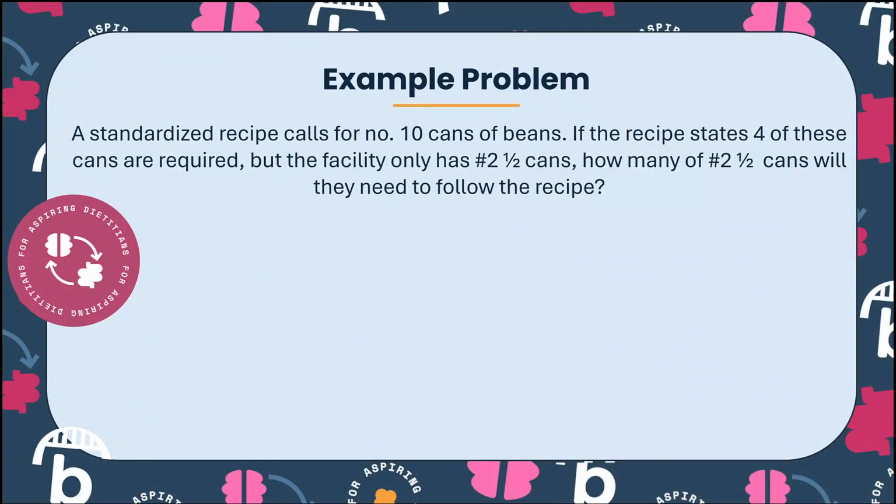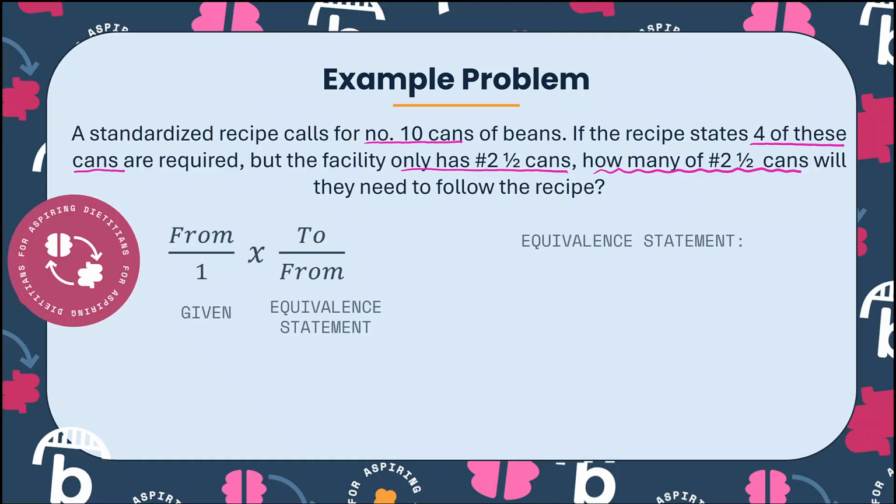In this problem, we have a recipe that calls for 4 cans of beans using the number 10 cans. But if a facility only has the 2.5 can, then how many of these 2.5 cans will they need? Remember to pause this video and try it on your own. This is a dimensional analysis problem because we're trying to convert from the number 10 can into the number 2.5 can. You'll only be able to solve this problem on the RD exam if you memorize the number of cups inside each one of these cans.